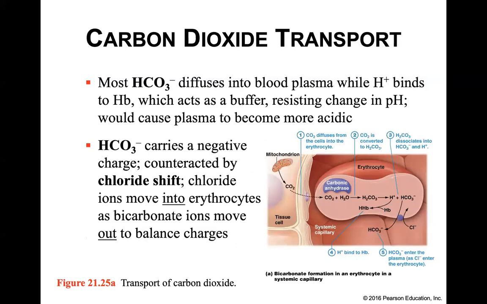Most bicarbonate diffuses into the blood plasma while the hydrogen binds to hemoglobin, which acts as a buffer resisting changes in pH. This would cause blood plasma to become more acidic if that did not occur. Bicarbonate carries a negative charge, counteracted by a chloride shift. Chloride ions move into the erythrocytes as bicarbonate ions move out to balance the charges.